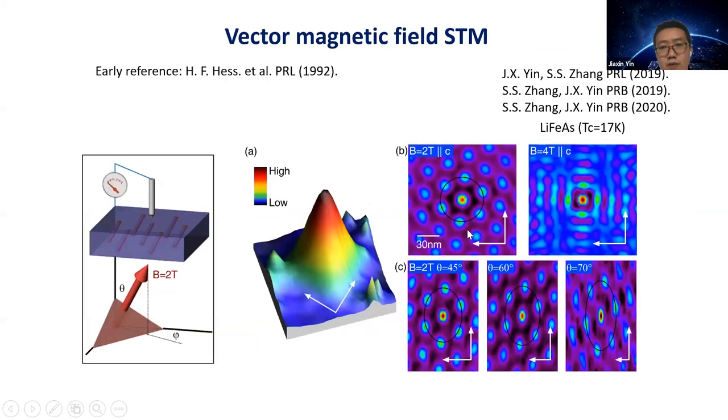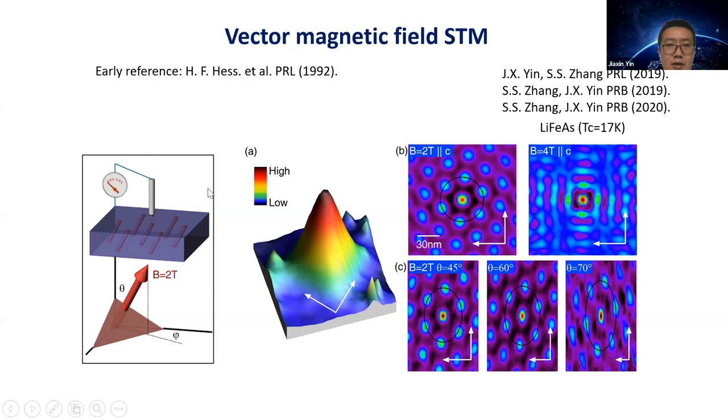Another unique feature of STM is to perform spectroscopic measurements under a vector magnetic field. Photoemission cannot do this, because the detection in photoemission cannot be performed under a magnetic field. The early vector-field STM was done in a niobium diselenide superconducting system to study the inclined vortex lattice symmetry. And here we further extend this technique to study a more strongly correlated system, lithium iron arsenide, with higher superconducting temperature.